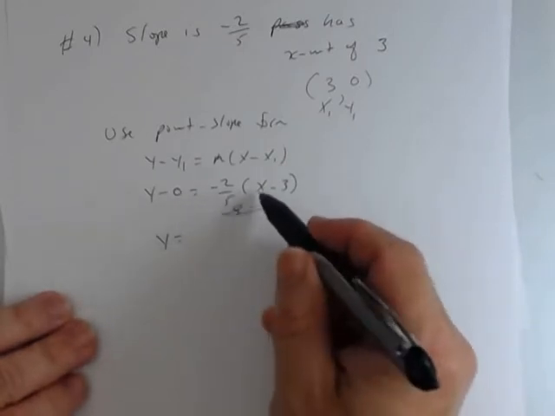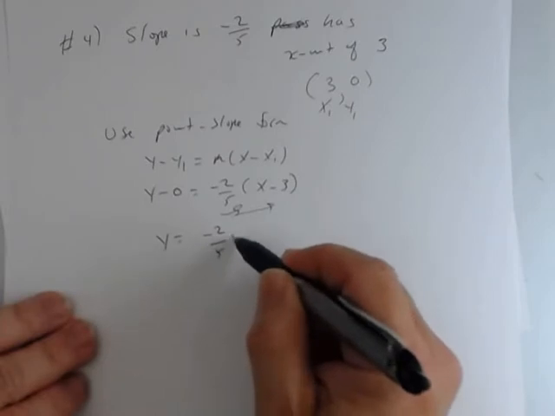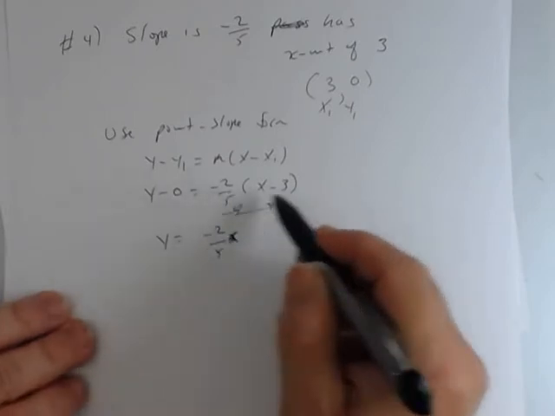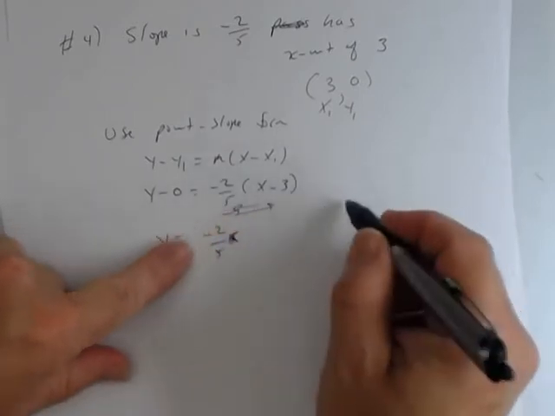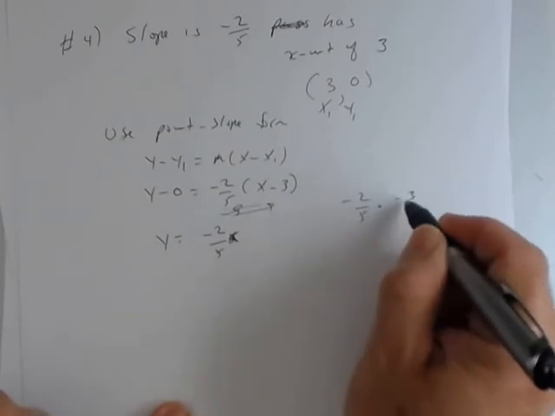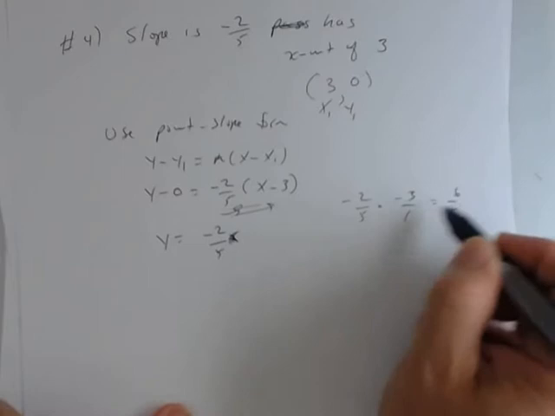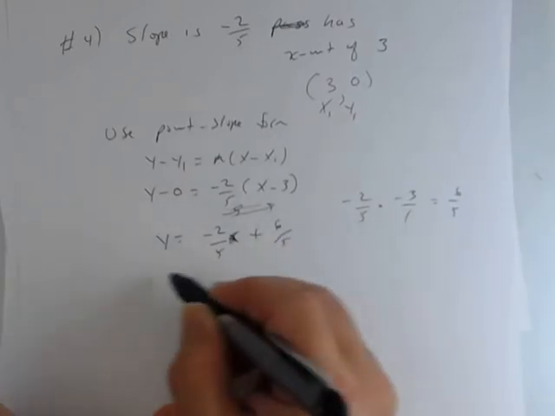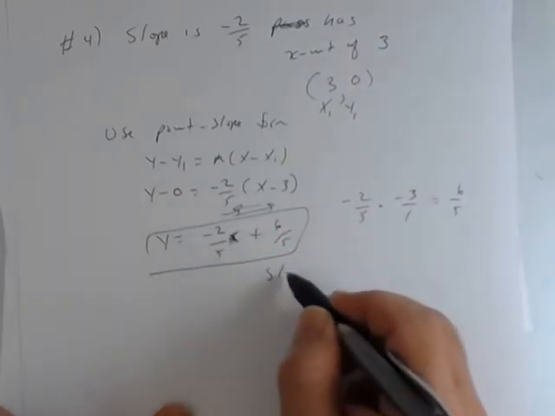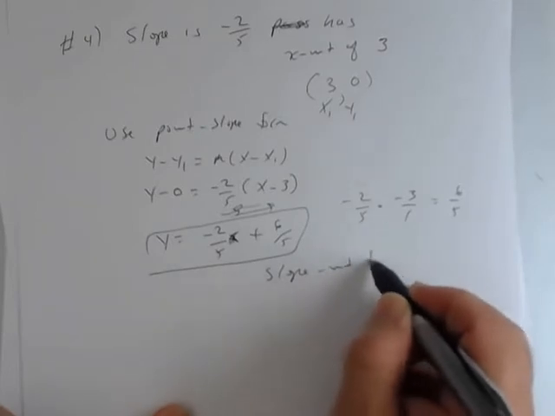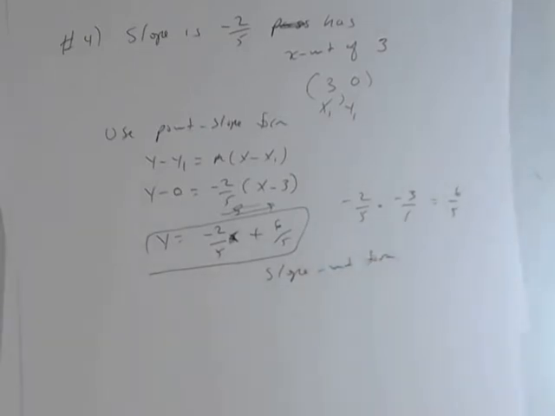So negative 2/5 times x is negative 2/5 x. Now I've got to figure out this part, though. What's negative 2/5 times a negative 3 over 1? That's positive 6/5, so plus 6/5. There's your answer. That's slope-intercept form. So that's the equation of that line in slope-intercept form.